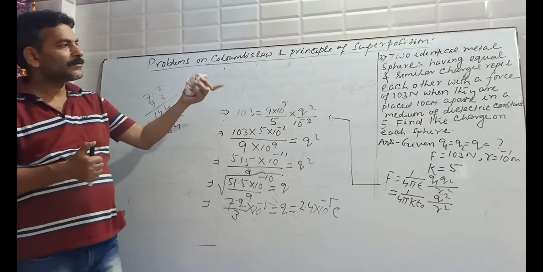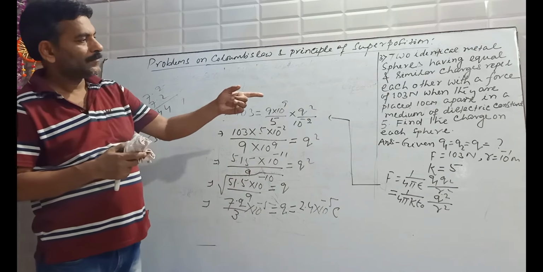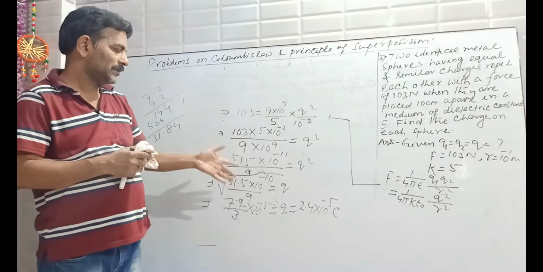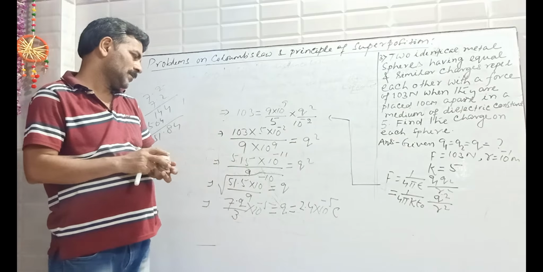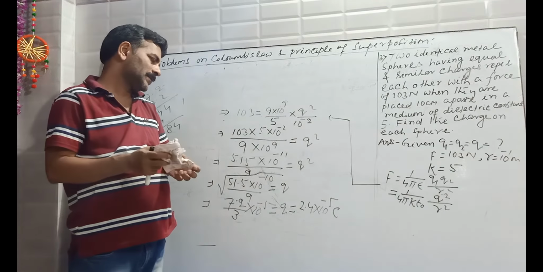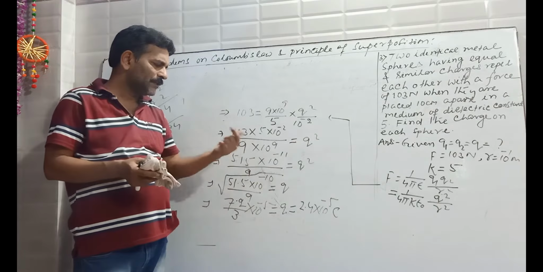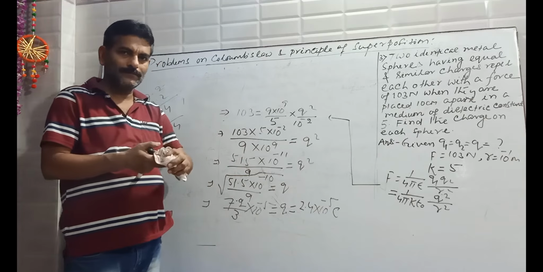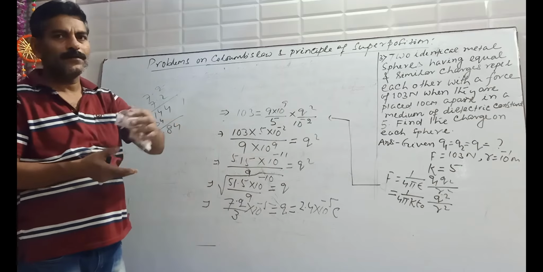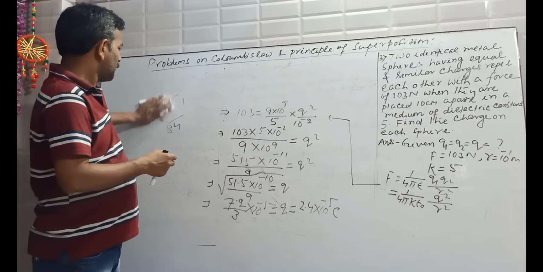You have to find out the value of charge. Find the charge on each sphere. 2.4 into 10 to the power minus 5 coulomb, or you can write 24 microcoulomb. You can write also 24 microcoulomb. Clear?